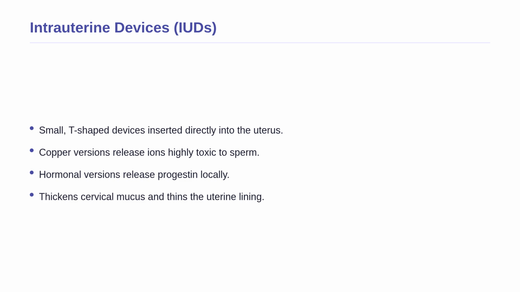Copper versions release copper ions that are highly toxic to sperm, severely impairing their motility and viability so they cannot reach the fallopian tubes. Hormonal versions, on the other hand, release progestin locally. This localized hormone thickens the cervical mucus to create an impenetrable barrier for sperm, and simultaneously thins the uterine lining to prevent a fertilized egg from implanting.